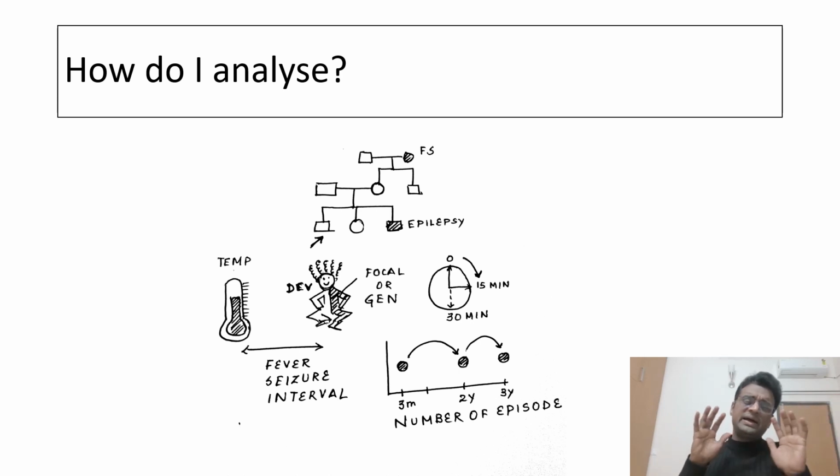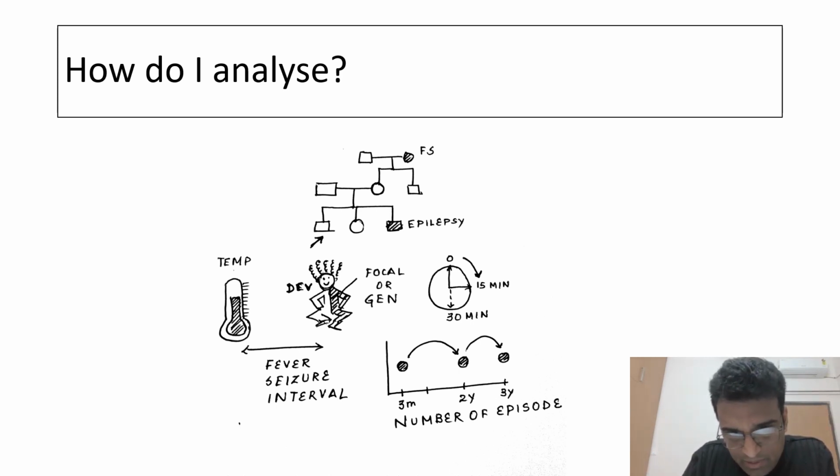So this is one of the diagrammatic ways in which I tend to remember when to do what. Five things that I see. Number one is family history. Whether there is a family history of febrile seizure, is there a family history of epilepsy? How was the seizure? What is the development of the child? Was the seizure focal or was it generalized?